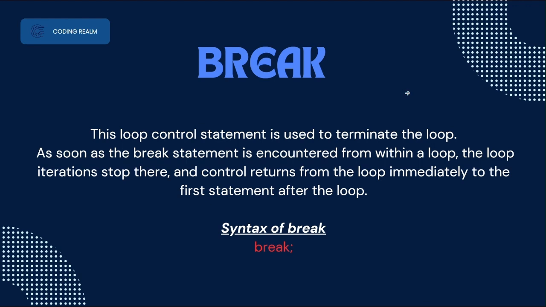Now let's talk about the break. This loop control statement is used to terminate the loop as soon as the break statement is encountered from within a loop. The loop iteration stops there, and control returns from the loop immediately to the first statement after the loop. The syntax of the break is break and semicolon. It is used at the end of the code.